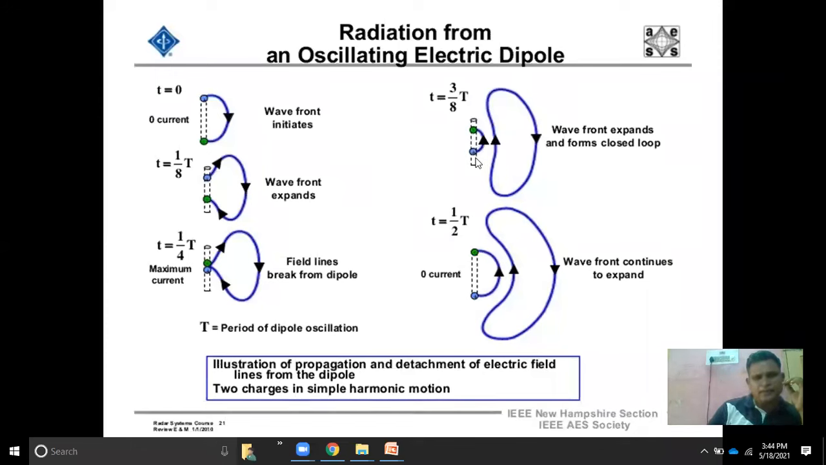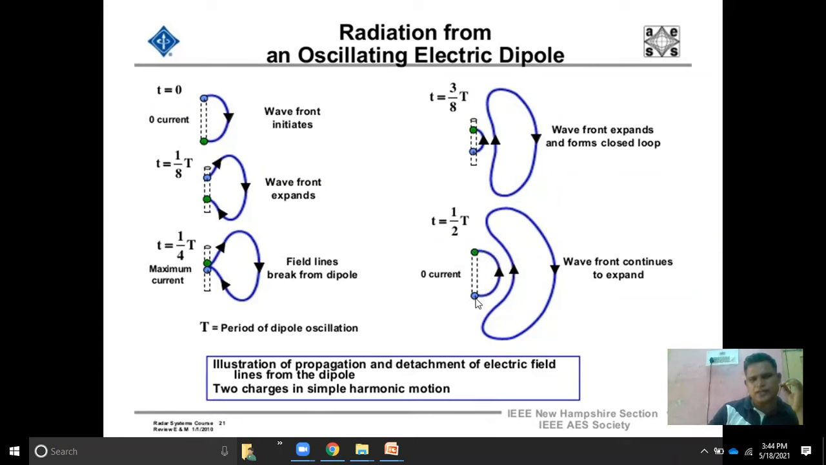At the same time, because of these two charges, another wave front will be started at t is equal to T by 2. If you see, at the time t is equal to T by 2, now the positive charge is coming this side and the negative charge is coming this side. Now let us see the direction of the field lines. How is the direction of the field lines?